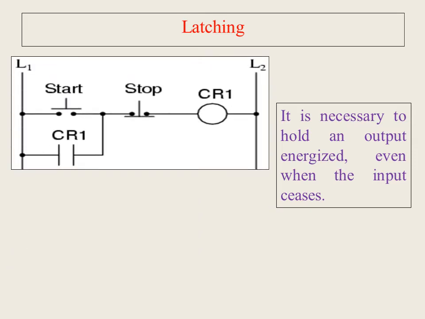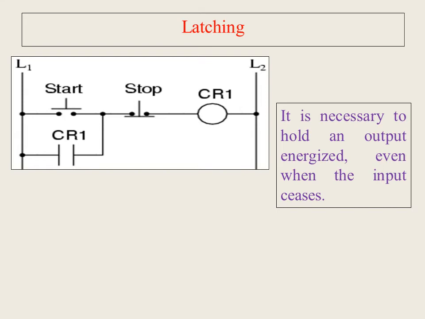So this is the situation. Start push button, stop push button. The start button is nothing but a normally open kind of contact. The stop button is a normally closed kind of contact, and then there is control relay 1, CR1, on the left, and on the second rung, CR1.